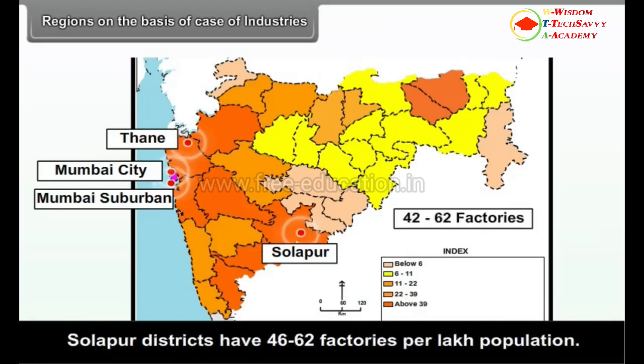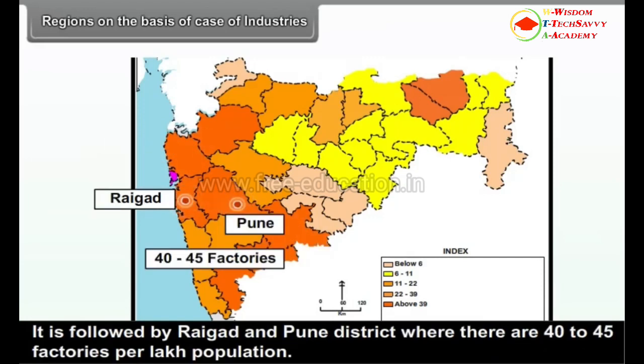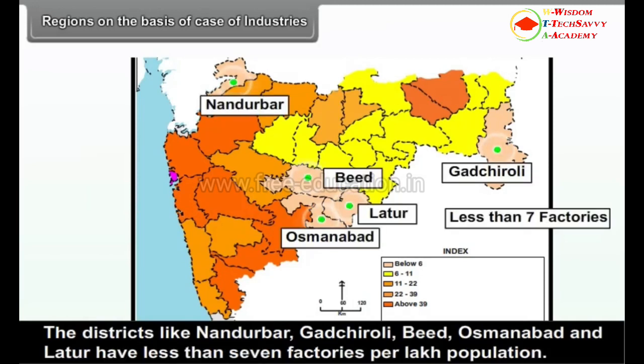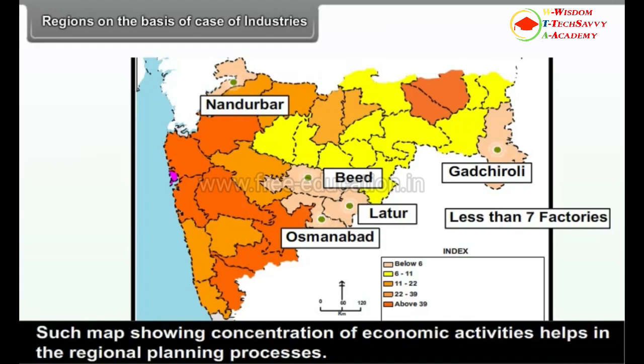have 46 to 62 factories per lakh population. It is followed by Raigad and Pune districts where there are 40 to 45 factories per lakh population. These are the regions of greater concentration of industries. The districts like Nandurbar, Gadchiroli, Beed, Osmanabad and Latur have less than 7 factories per lakh population. Such maps showing concentration of economic activities help in the regional planning processes.